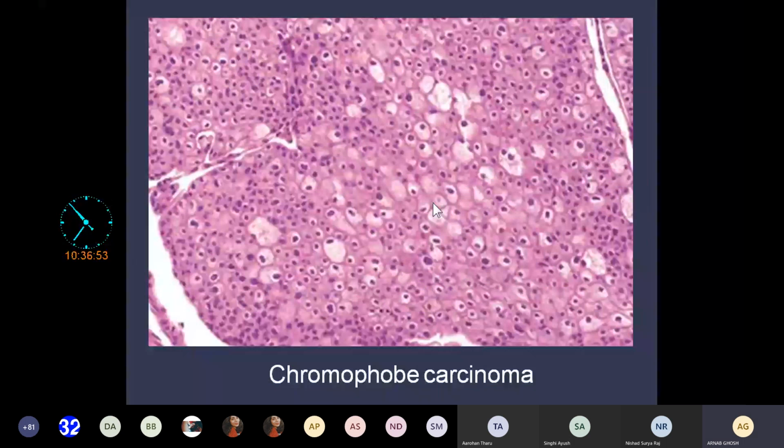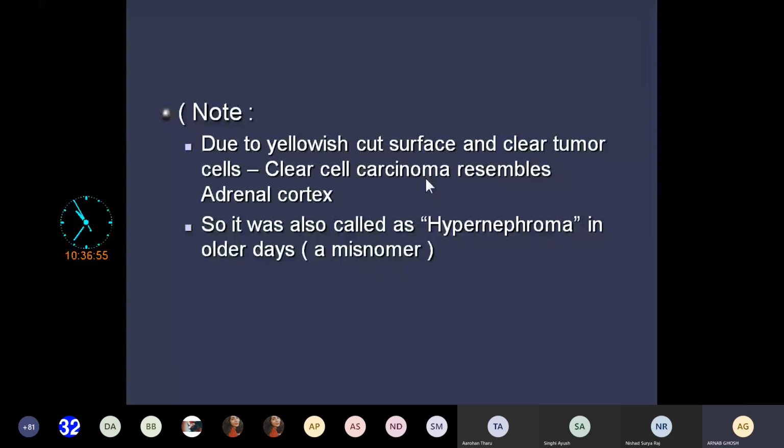Now we'll come to why it is called hypernephroma. Earlier we said that another name is hypernephroma. That is because of the yellowish cut surface and clear tumor cells. The cut surface is yellowish and the tumor cells are clear. So this clear cell carcinoma resembles adrenal cortex. Previously, originally it was thought that they are arising from adrenal, and that's why the name came as hypernephroma. It is actually a misnomer. In older days it was called hypernephroma.